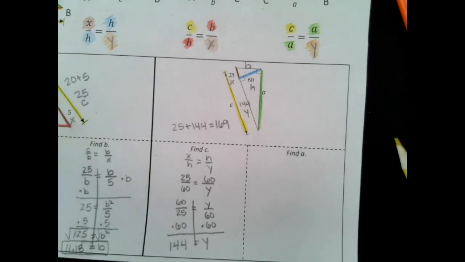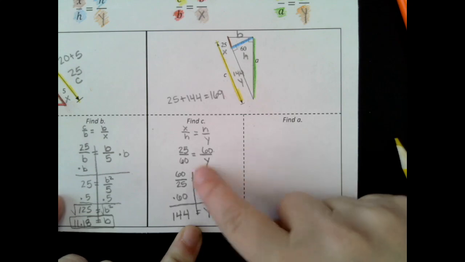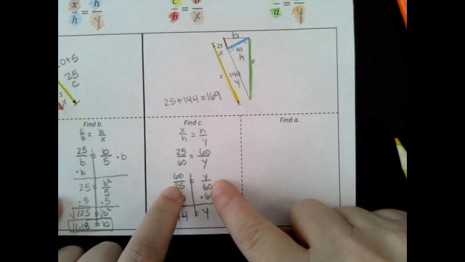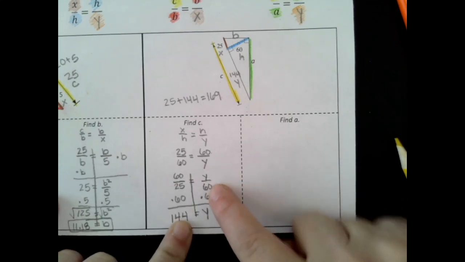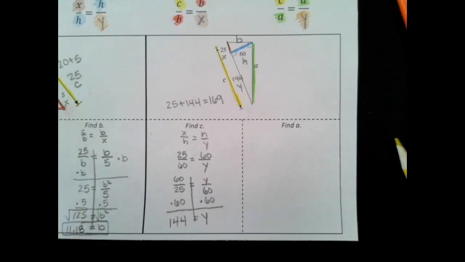Alright, so that one was kind of an in-between. But also to remind you that when we solve some proportions, sometimes we're only missing one part. We don't always have to do that squared and square root. Okay, last one, find A.